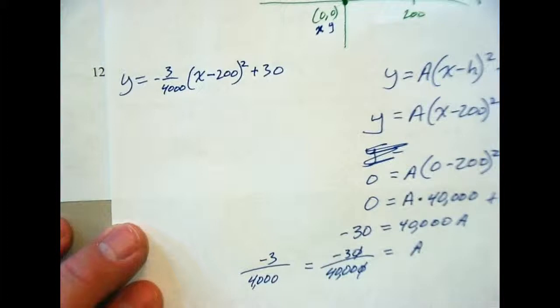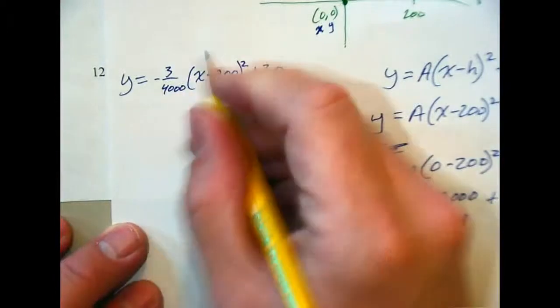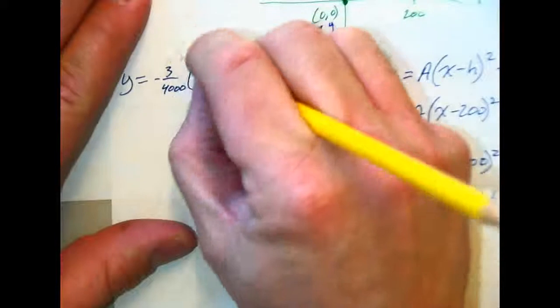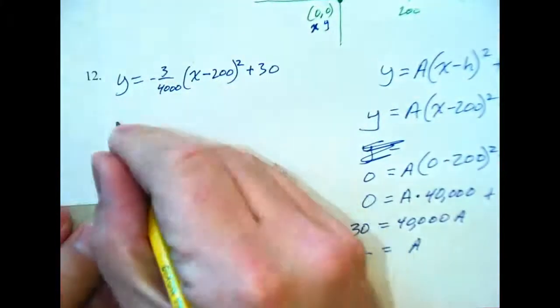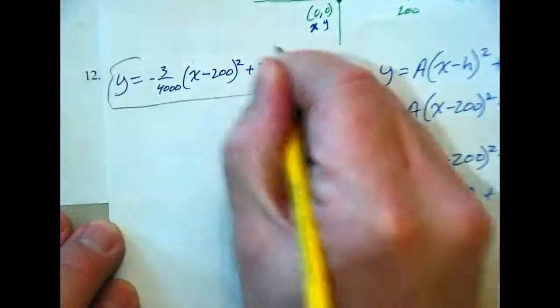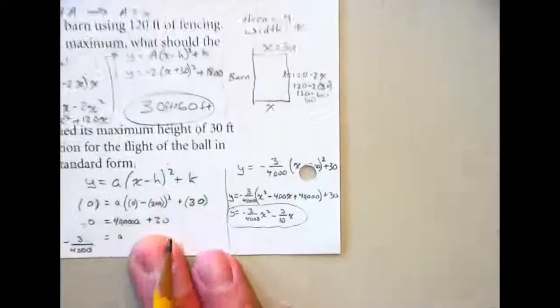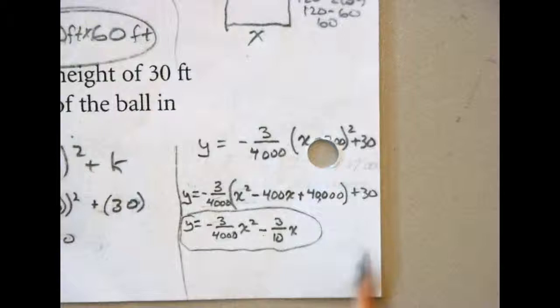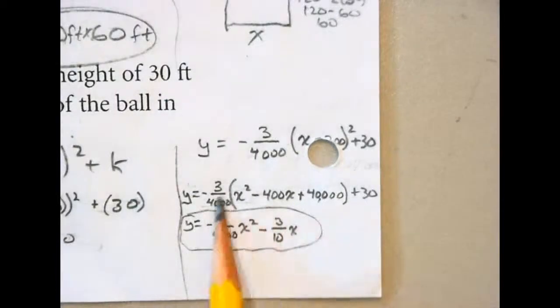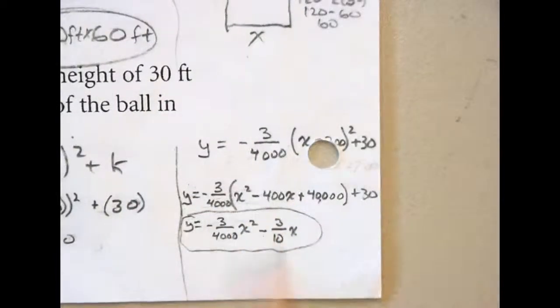Standard form, you just got to multiply it out. Square it first, unlike what I was about to do. So there's vertex form. Standard form, you have to multiply out, which I've actually done right here. That x minus 200 squared is this, times that, plus that, brings you to here.